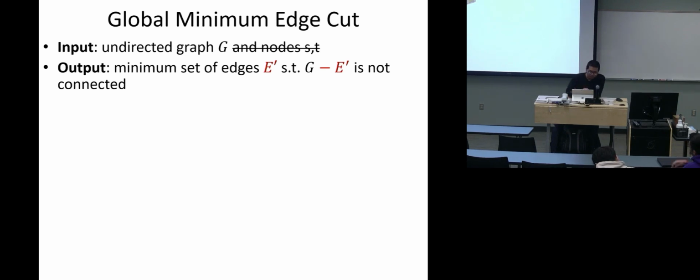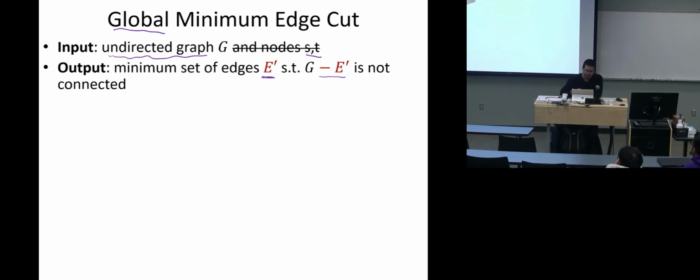I call it global minimum edge cut. Now I have an undirected graph again, but there's no S and T anymore. What we want is to find a set of edges such that after you delete this set of edges, the graph is not connected. So it disconnects some pair of nodes from each other.